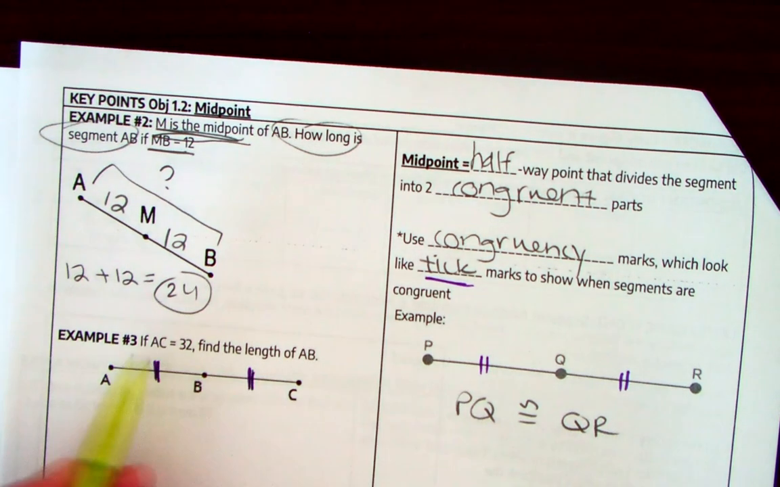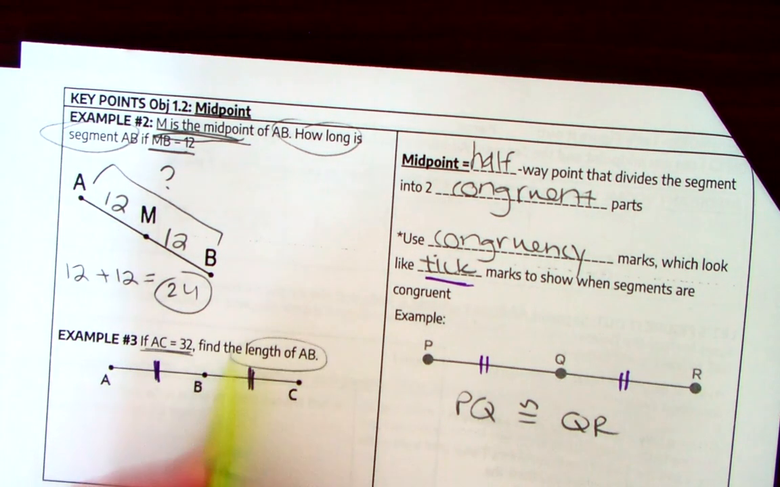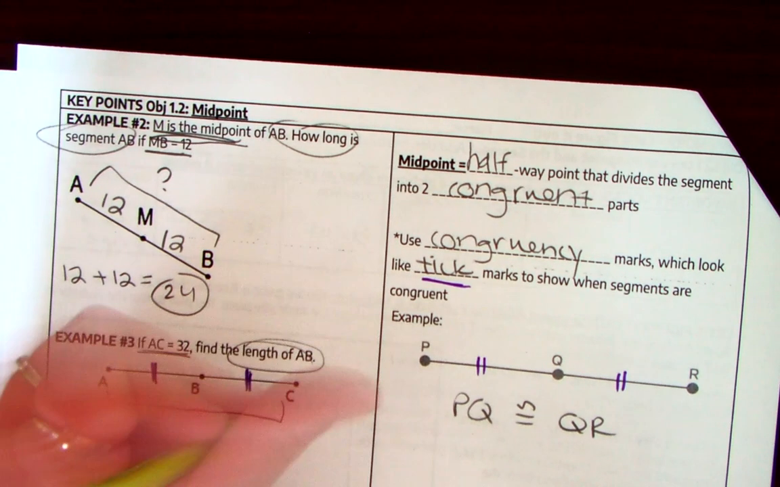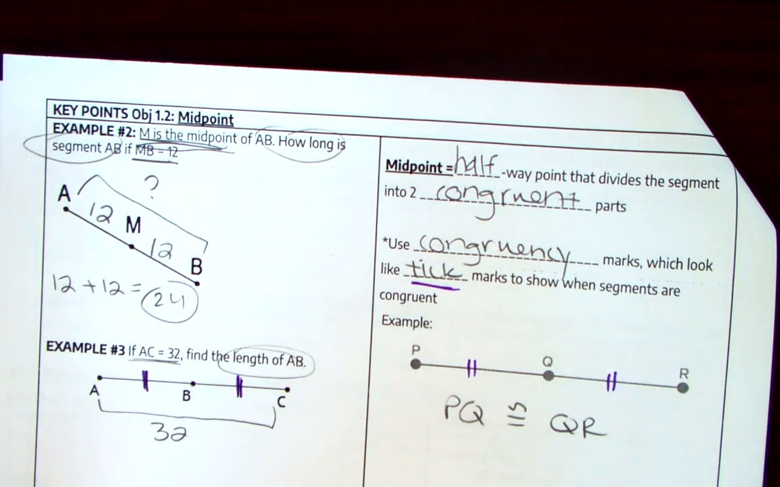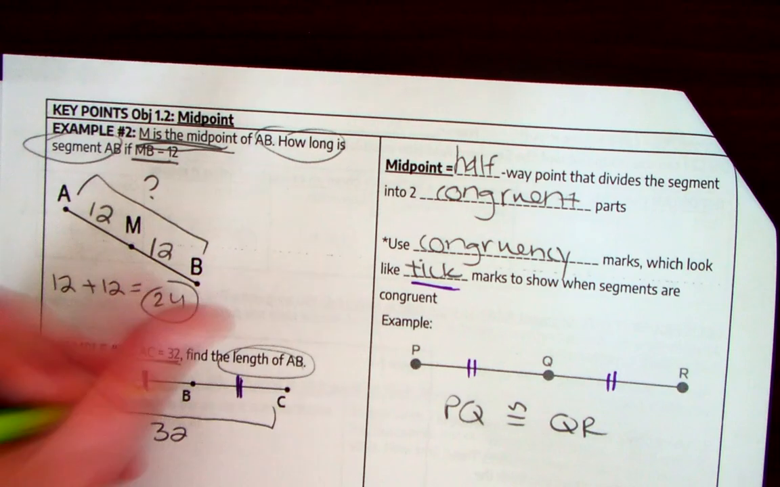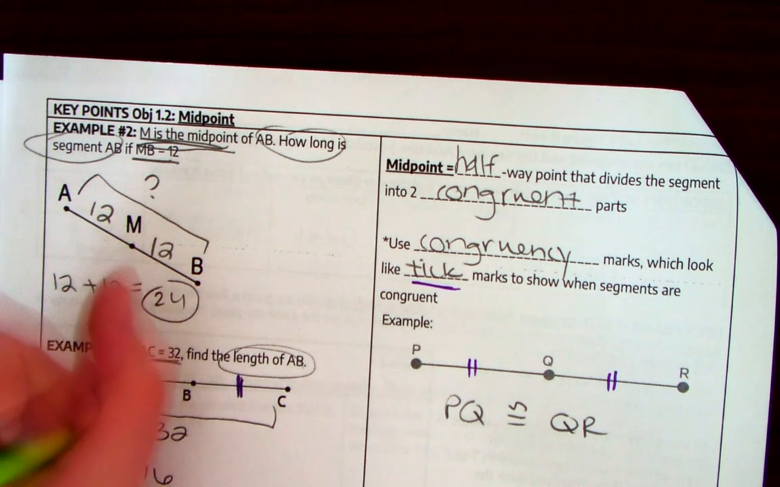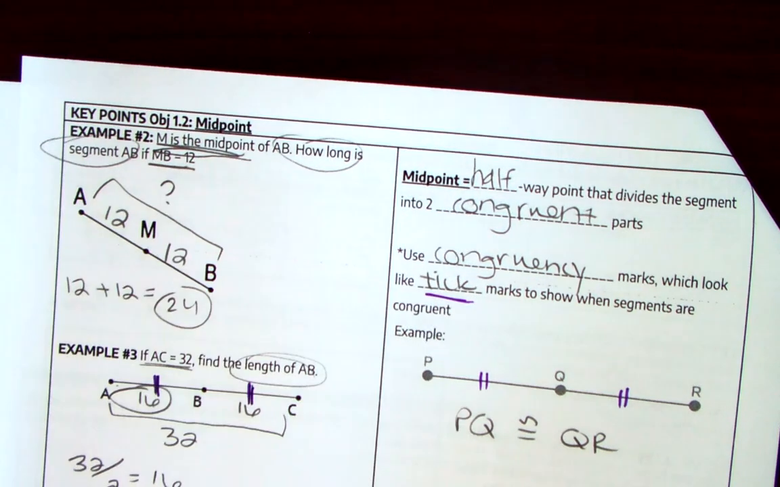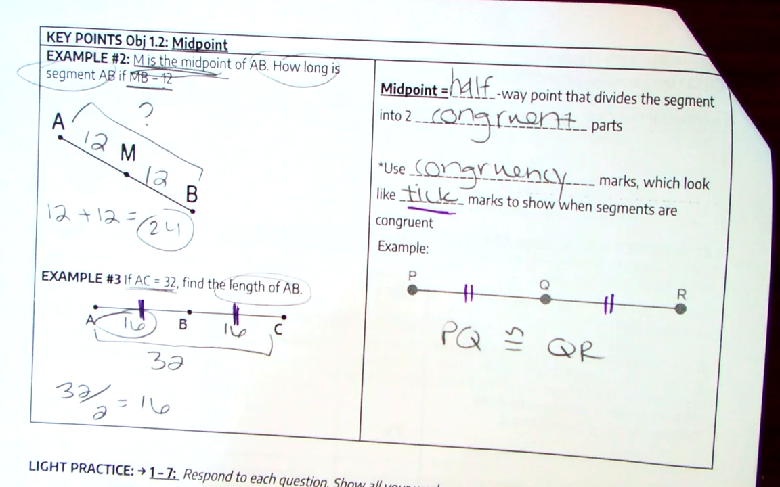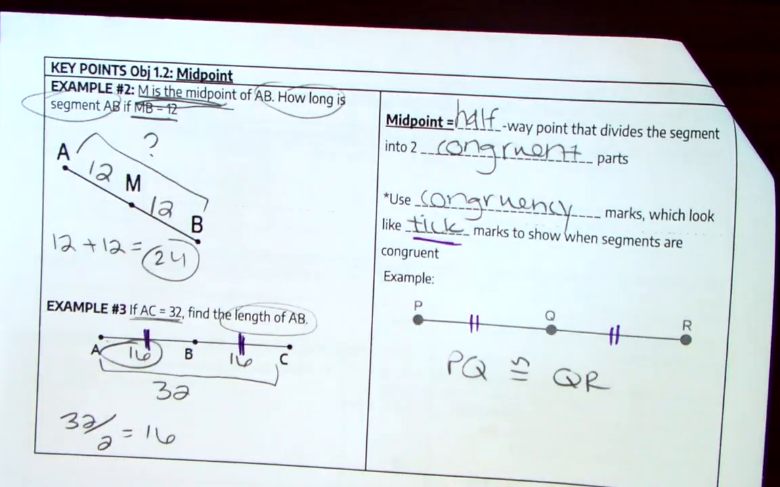Okay? And this says if AC is 32 and I find the length of AB, well, AC is 32. So how do I find AB, half of it? Well, 32 divided by 2 is 16. So each of these has to be 16. So AB is 16. Okay? So that was us finding segment length using the segment addition postulate or using if we have a midpoint.